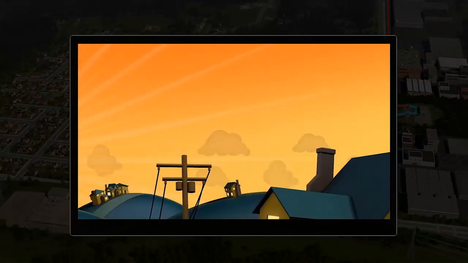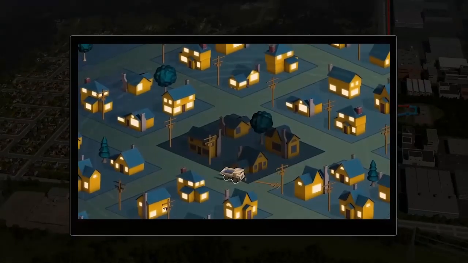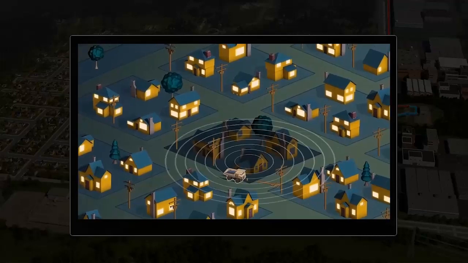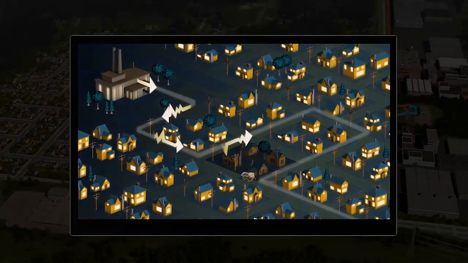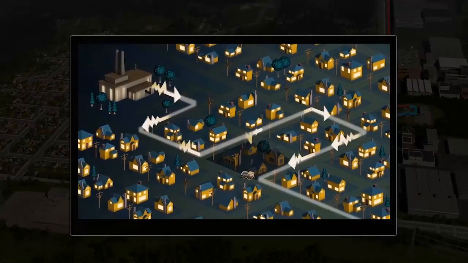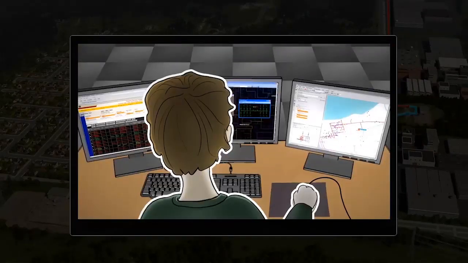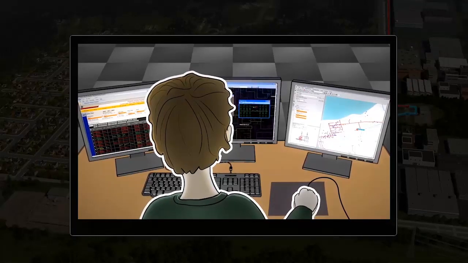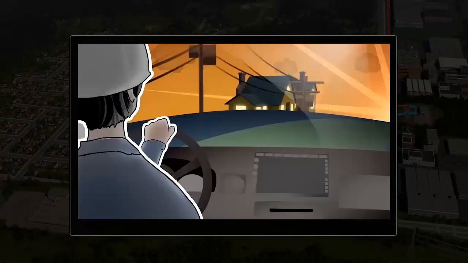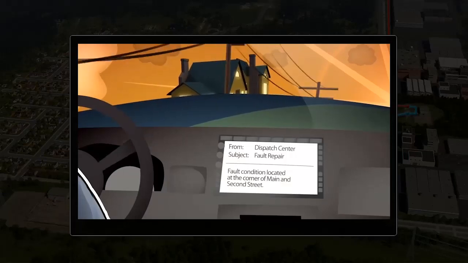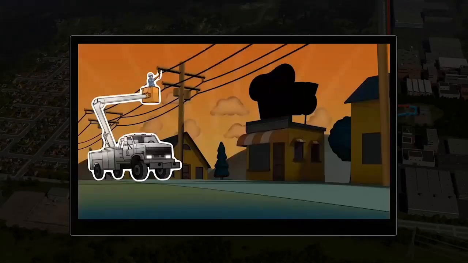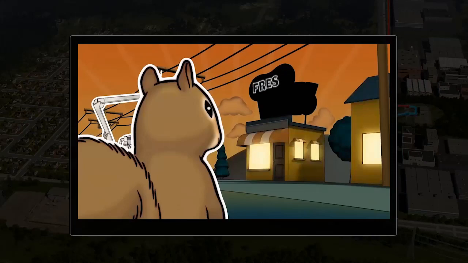GE's advanced fault detection, isolation, and restoration solution offers unprecedented control over power outages. GE sensors and control devices immediately detect and isolate the fault, reroute power, and restore the majority of the power network. Operators are notified via GE's distribution management software and dispatch a repair crew to the exact site of the power system fault. The crew fixes the fault and quickly restores power to the remainder of the network.